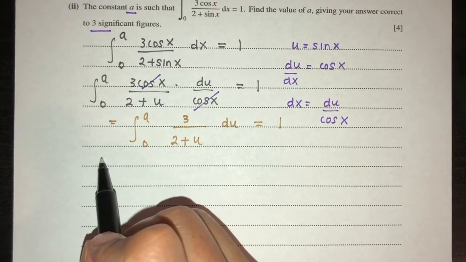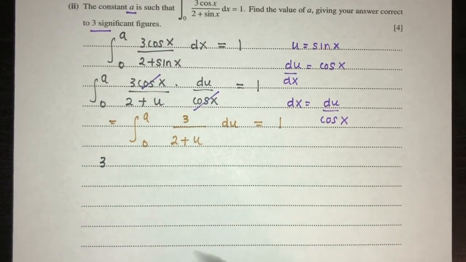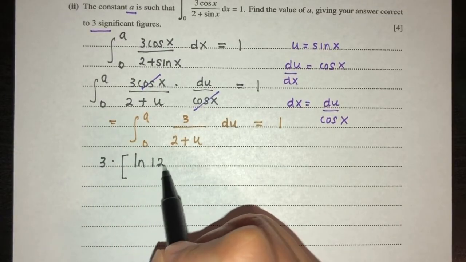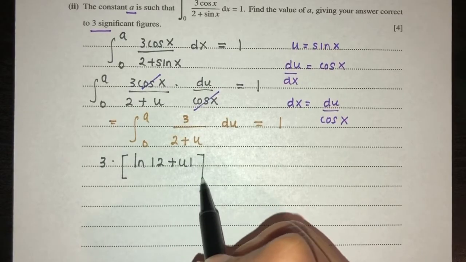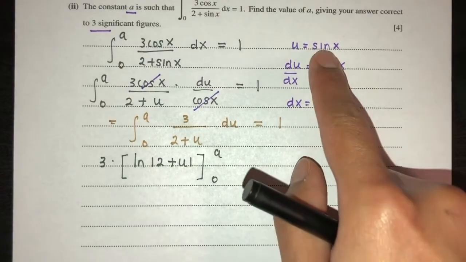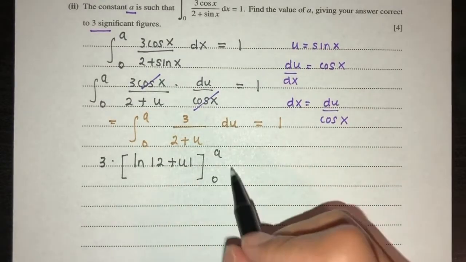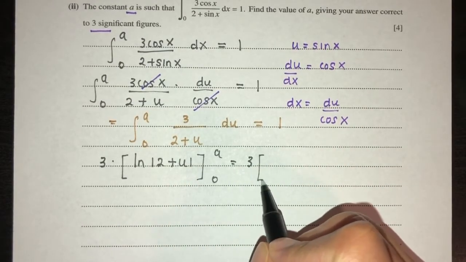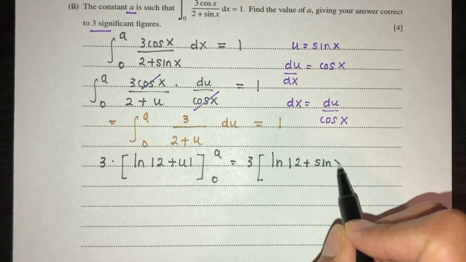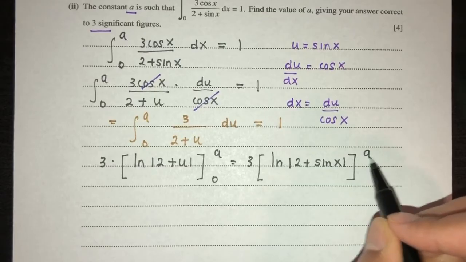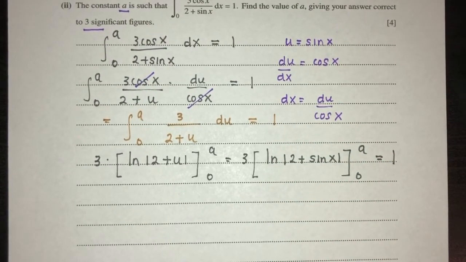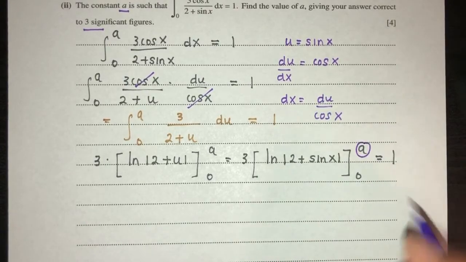So first thing, we can take out the 3 because it is only a multiple, and then that will become ln of 2 plus u. Limits will be a to 0, but remember u is actually sin x, so replace this by sin x. So 3 ln of 2 plus sin x between a and 0 equal to 1. Now solve one by one. So first let's use the value of a.